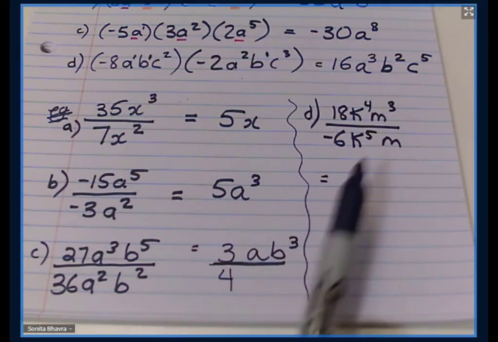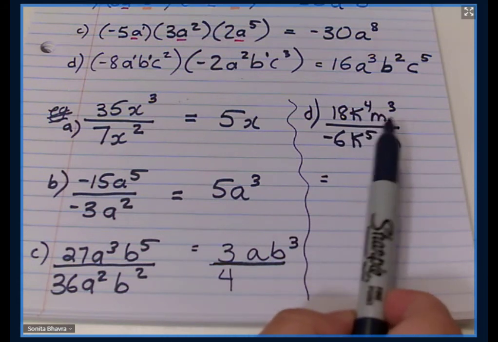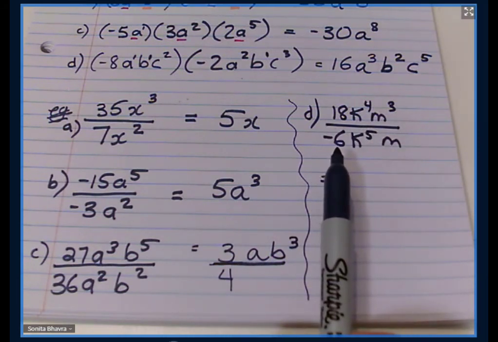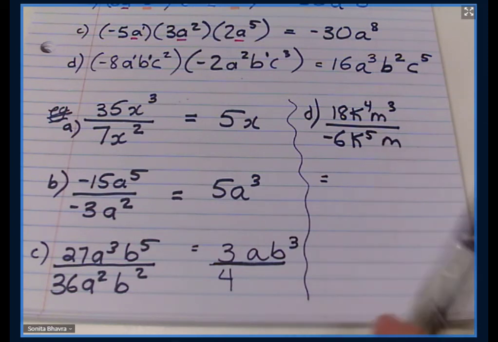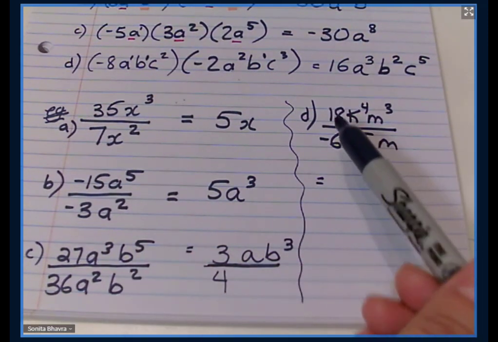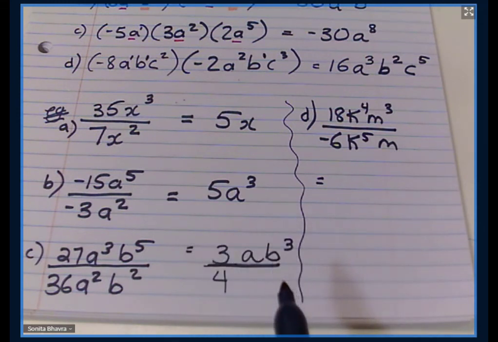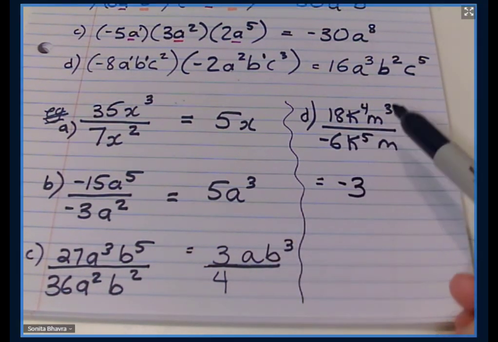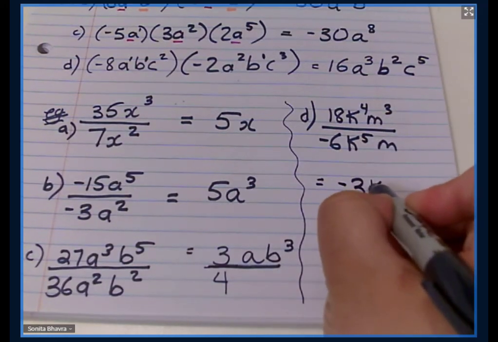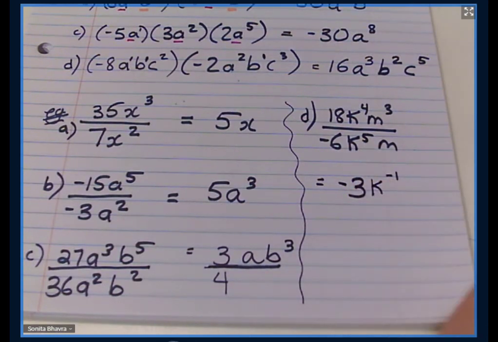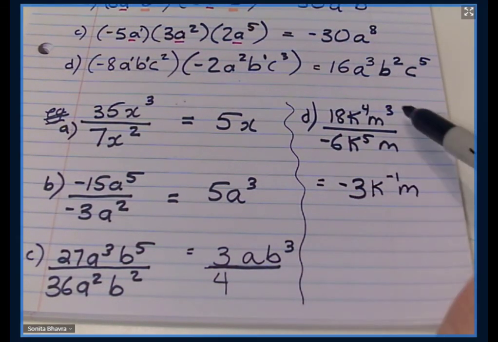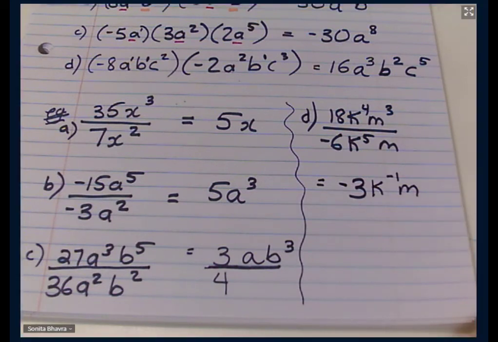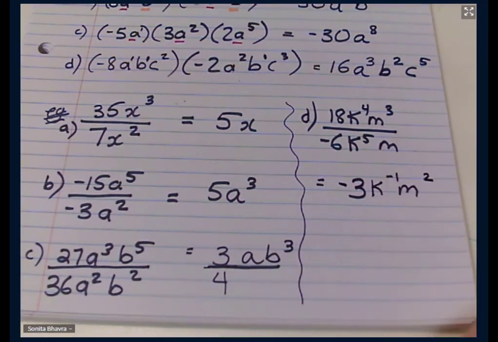All right, so our last example here, we have 18k to the power of 4 m cubed, and it's being divided by negative 6k to the power of 5 m. So we'll start with our numbers, 18 and negative 6. So 18 divided by negative 6 can be reduced to negative 3. Next we have k. It's going to be 4 minus 5, which is negative 1. So k to the power of negative 1. And then m, it is 3 minus 1, which is 2. So it looks like that.